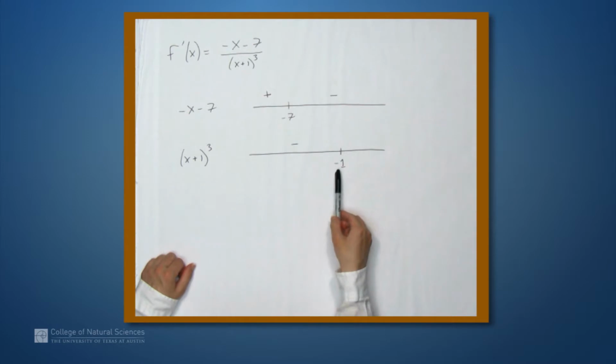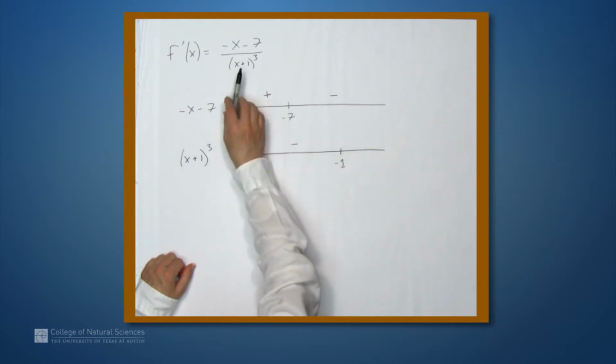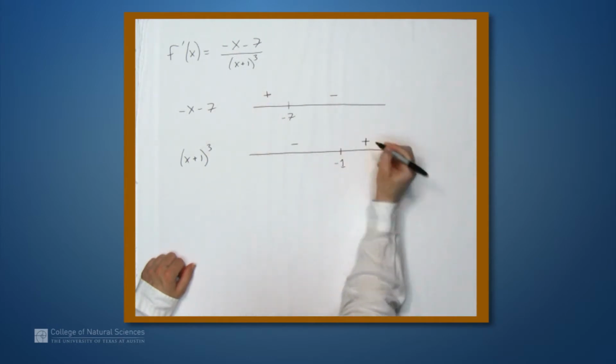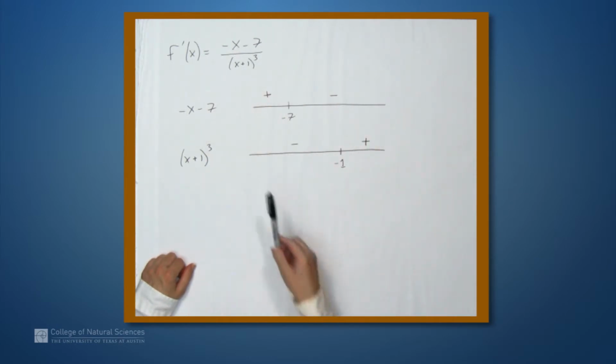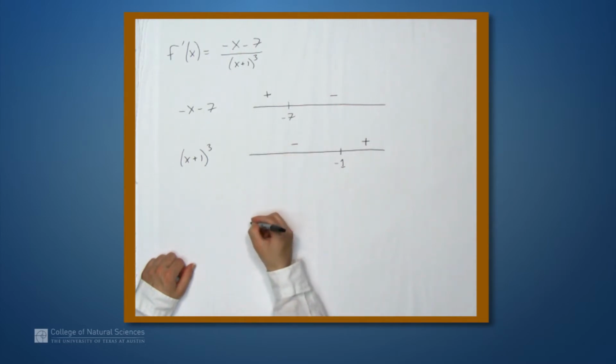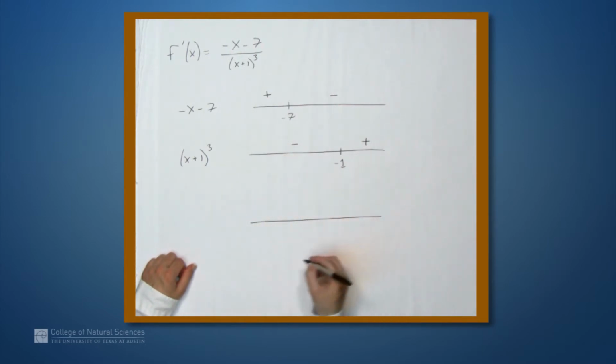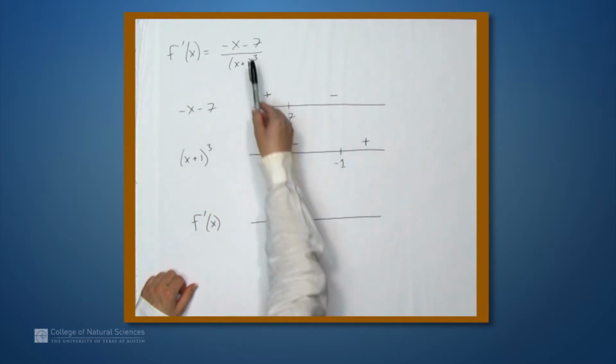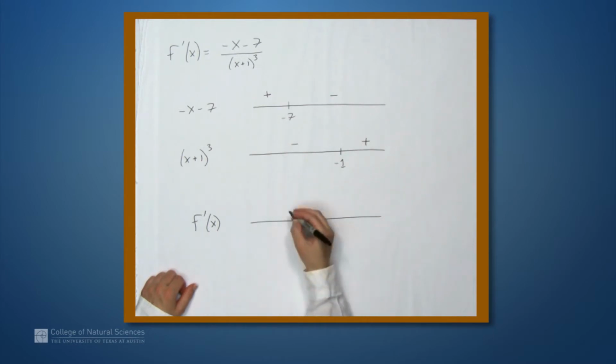And if we plug in something larger than -1, let's say 0, we get something positive in here, and something positive cubed is positive. Now, we want to take these two sign charts and combine them to give us the sign chart for the derivative. So remember, this quotient is going to be positive if both signs are the same, and negative if the signs are different.